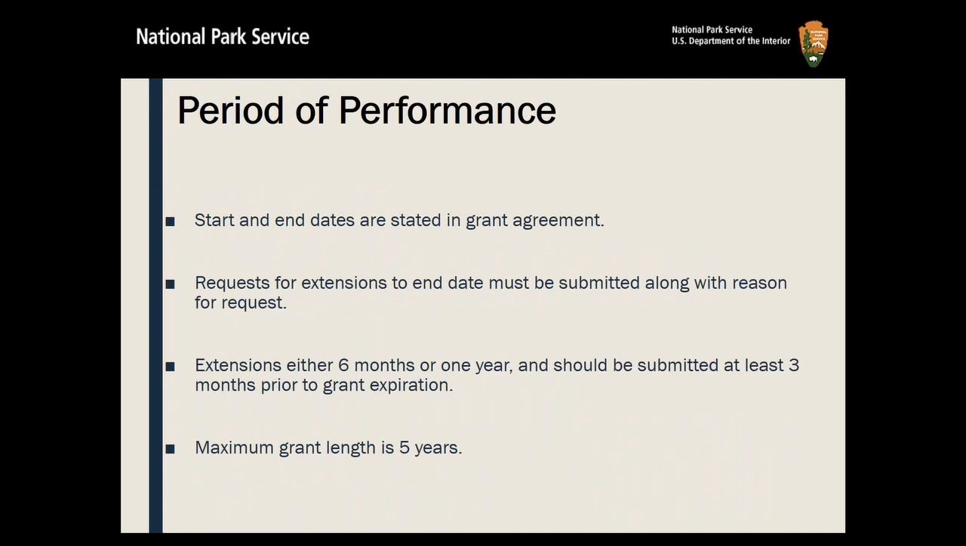The period of performance, these are the start and end dates that are provided in the grant agreement. And keep in mind that we can extend the end date, but you must submit a request along with the reason for needing more time for the period of performance. They can be extended for either 6 months or a maximum of 1 year at a time. And we need you to submit those at least 3 months prior to the grant expiration. We need to have the extension in place before the period of performance expires.